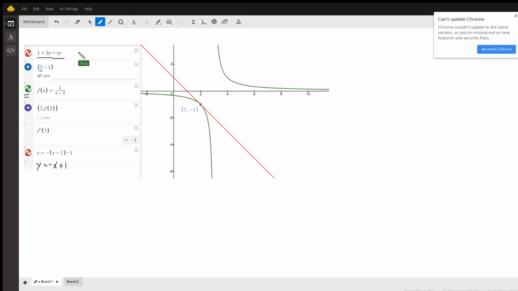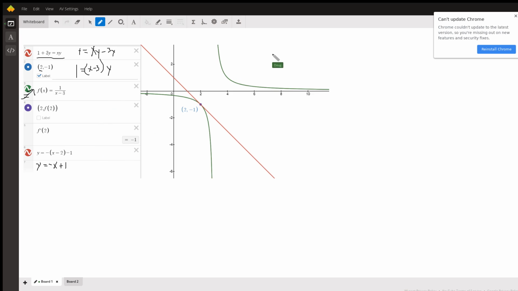In other words, if I say that 1 equals xy minus 3y, factor out the y, and then divide by x minus 3, I get y in terms of x. So you can also find the derivative explicitly, which I'll show on the next board.